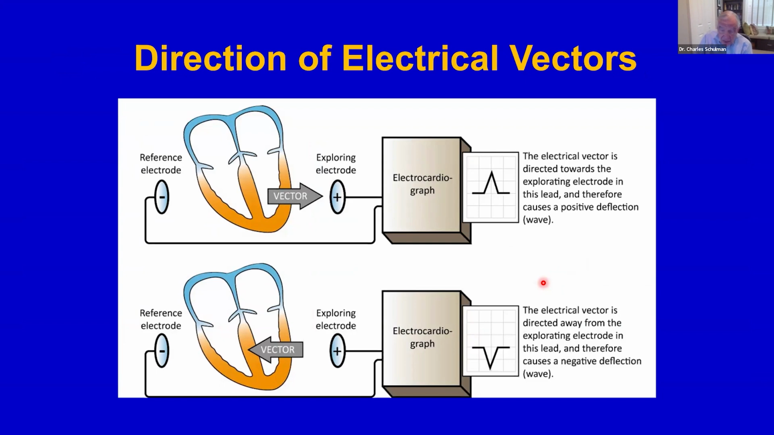One basic tenet of electrocardiography and electrical recording is that when an electrical vector travels from a reference electrode to what is called an exploring electrode, in our case the ECG leads recording an ECG, when it travels toward the electrode, it will produce a positive deflection. When it travels away from the electrode, it will produce a negative deflection. And we'll talk more about the direction of these vectors as we go.